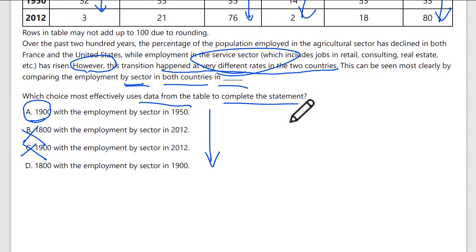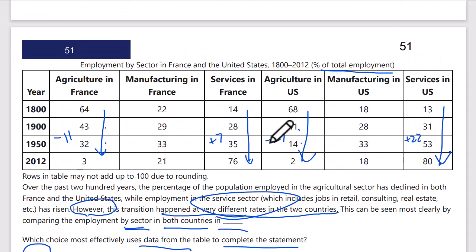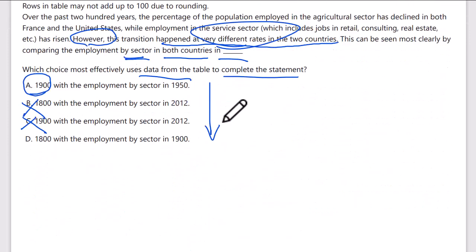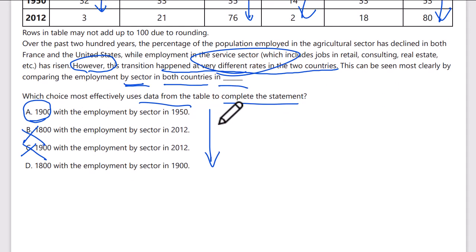1800 with the employment by sector in 1900. So that would be just the first 100. No, 64 to 43, 68 to 41. A little, not that much different in services either. No, those are pretty consistent. So 1800 and 1900 is pretty consistent. Nope, the only standout is A, and that would be our answer to the question.